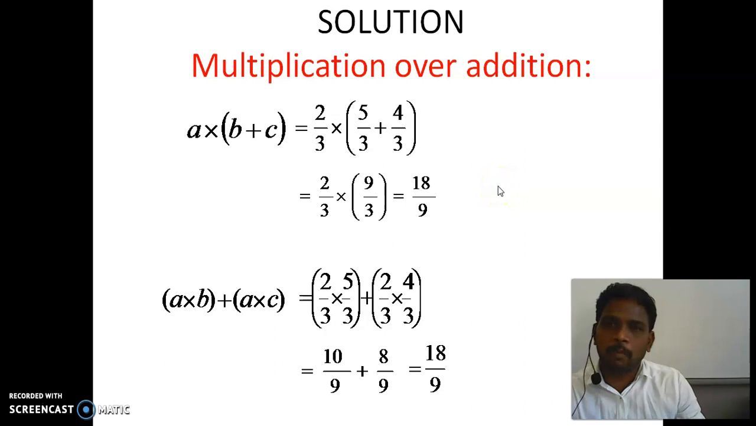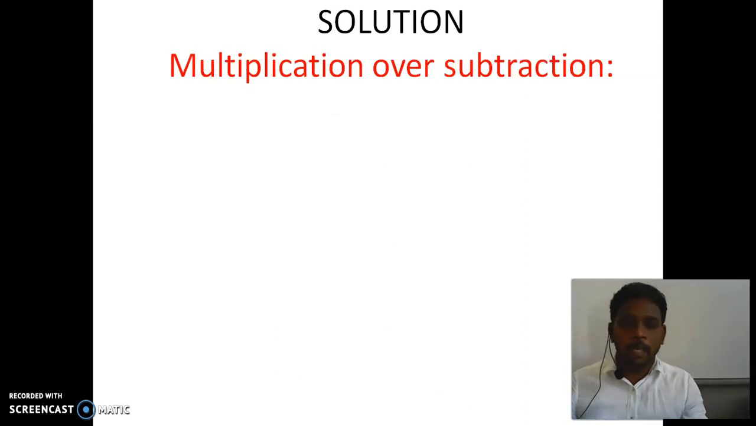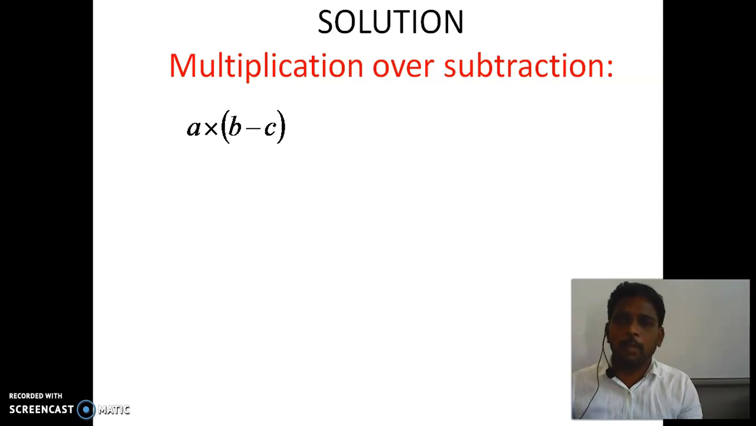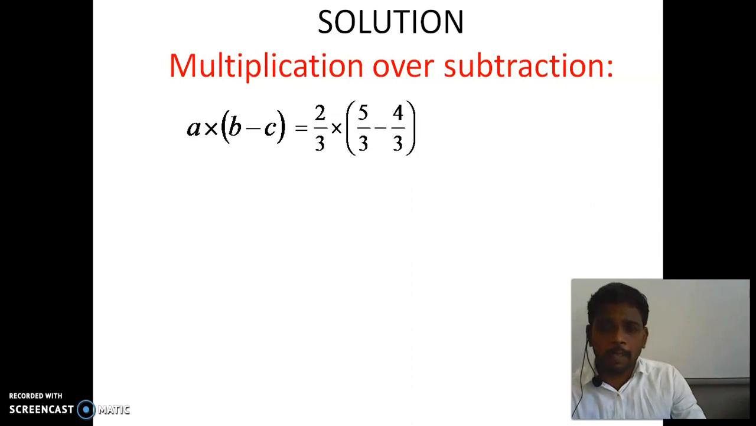So what is the next one? The second property of distributive, that is multiplication over subtraction. For multiplication over subtraction, I took the same numbers, right? a value 2 by 3, b value 5 by 3 and c value 4 by 3 likewise. Now the symbol is different here, okay? Now I took the left hand side expression of the property. I substituted a value 2 by 3, b value 5 by 3 and c value 4 by 3 as it is.